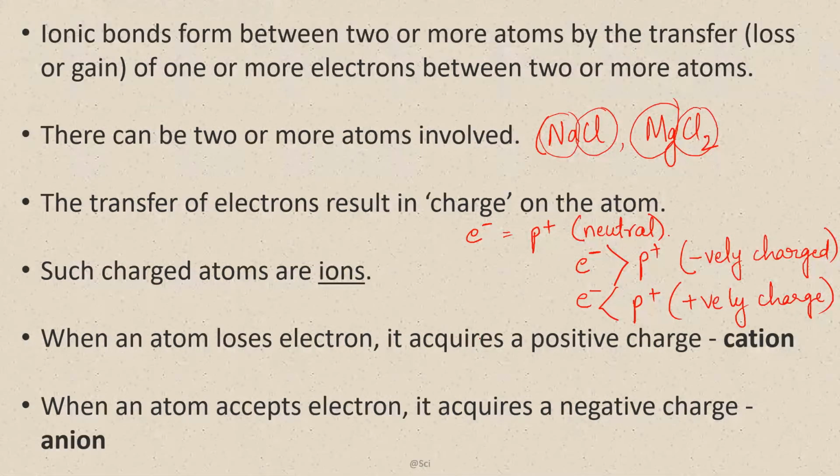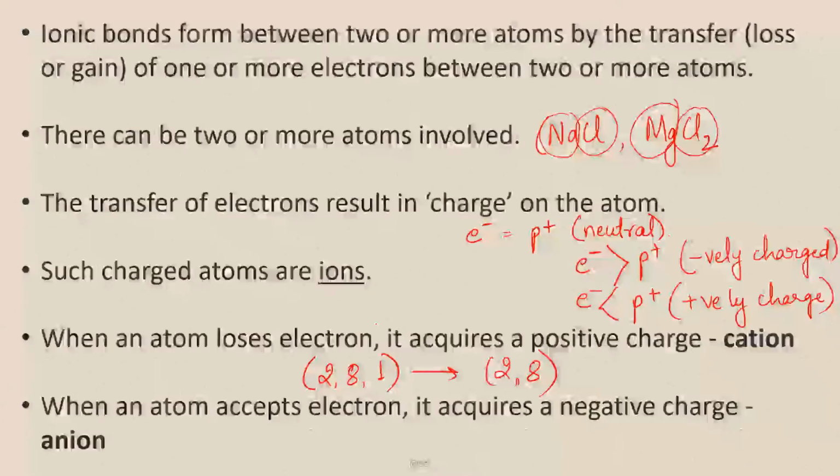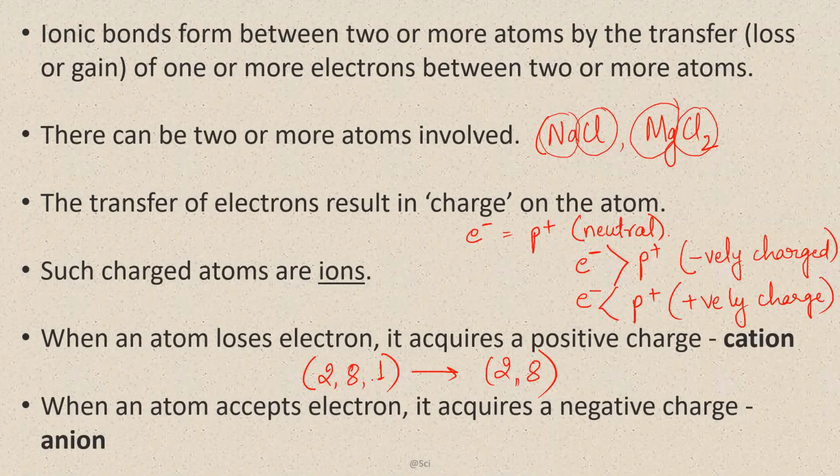When an atom loses an electron, it acquires a positive charge and it is known as a cation. When an atom accepts an electron, it acquires a negative charge. It is known as an anion. Now, we'll take an example of sodium. Sodium loses one electron and then the configuration is 2 and 8. Before it lost an electron, it had 11 electrons. After losing an electron, it has 10 electrons.